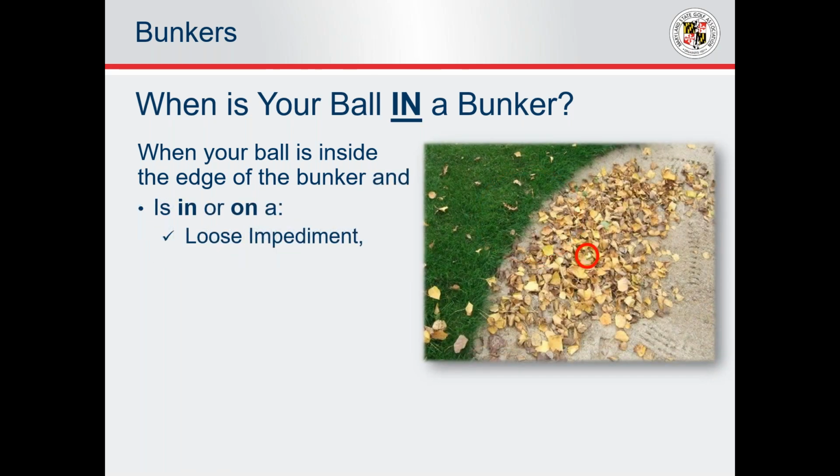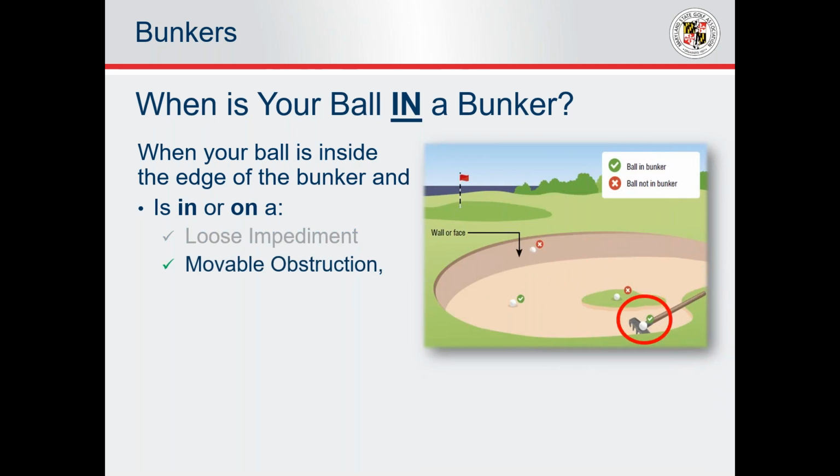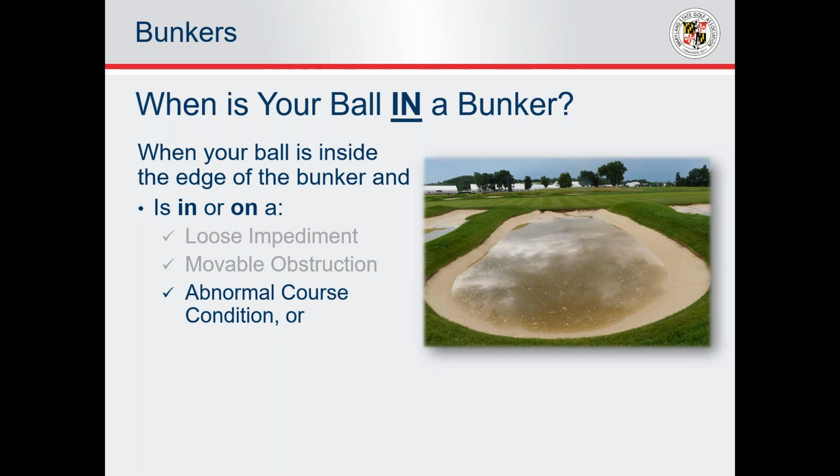Your ball is inside the edge of the bunker and is in or on a loose impediment. So this is an example where we talked more about this last week. If your ball happens to be sitting on top of a leaf, but it's inside the margin of the bunker, we're going to treat that ball as being in the bunker, even though the ball isn't touching the sand, for instance. And back to this image, this ball isn't touching the sand, but it's on top of a movable obstruction, right? It's on top of the rake. And as far as the rules go, this ball is in the bunker when we're talking about taking relief and any other rule that will apply. That ball is still in the bunker, even though it's not touching sand and it's on a movable obstruction.